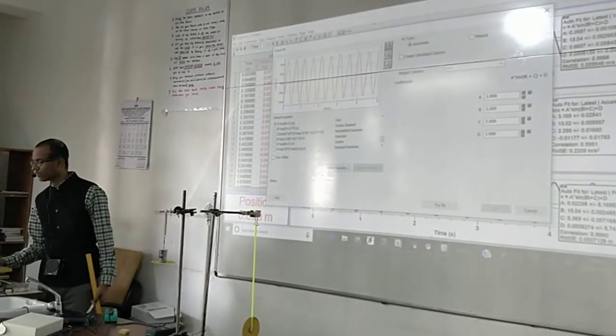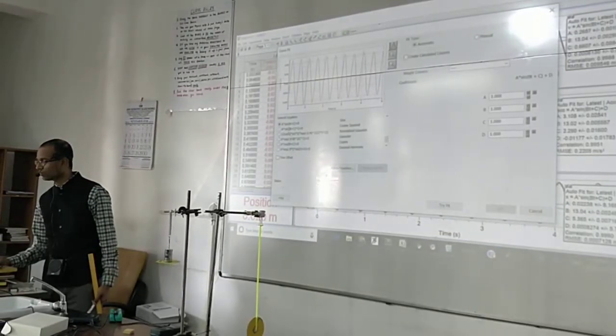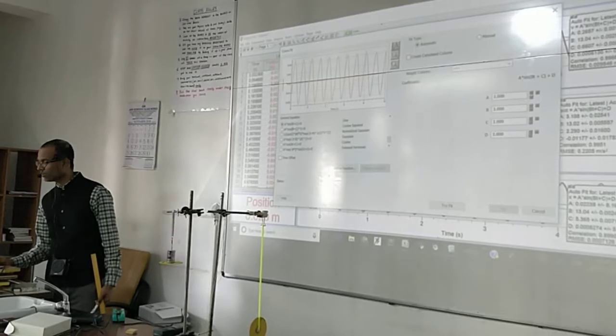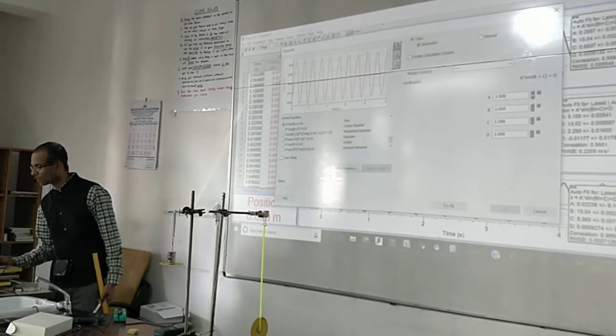So it's a sine function. I can also fit a cos function. So it will just vary the phase. The c part will change. This is actually cos squared.